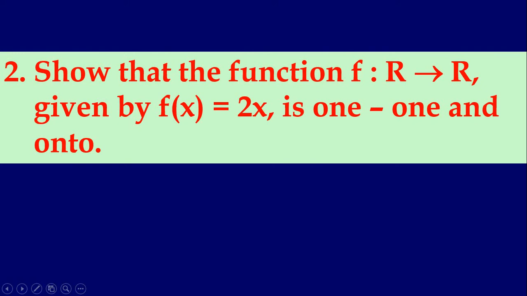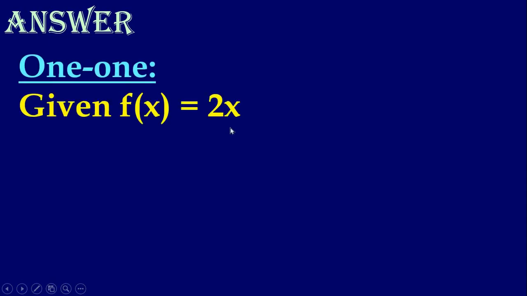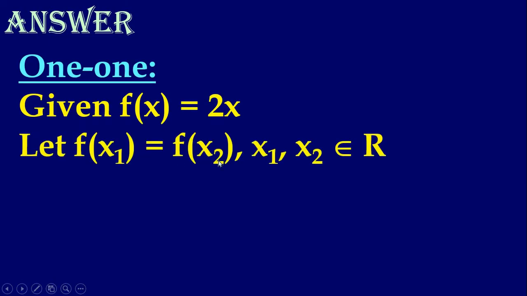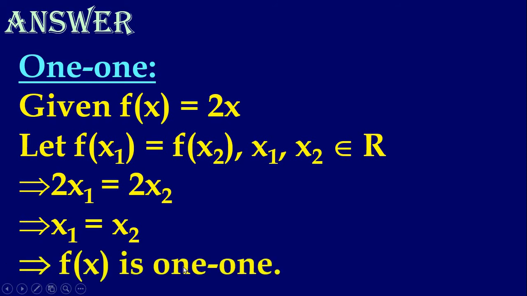So next problem: show that the function f from R to R given by f(x) = 2x is 1-1 and onto. Now here the function is from real numbers to real numbers. You have to prove this function is both 1-1 and onto. First we prove the function is 1-1. Here given f(x) = 2x and we take f(x1) = f(x2), where x1, x2 belong to R. We can write 2x1 = 2x2, and we can cancel 2, we get x1 = x2. We started with f(x1) = f(x2) and we get x1 = x2. Therefore this function is 1-1.